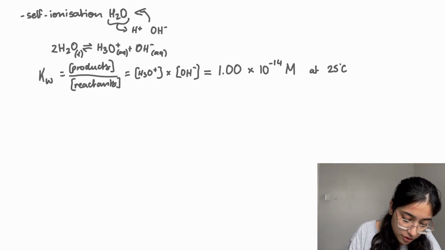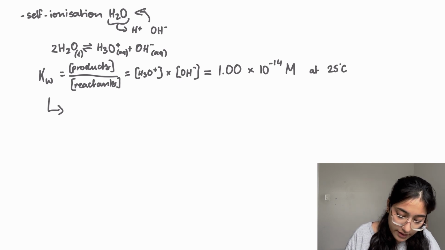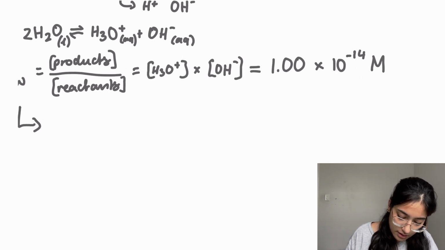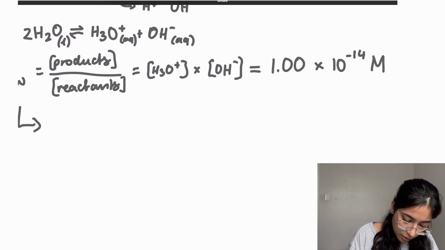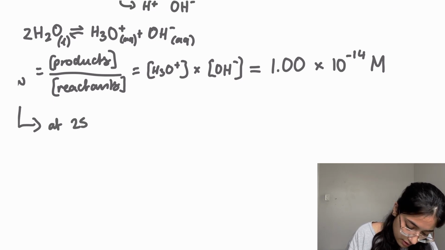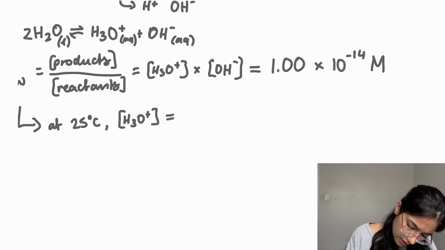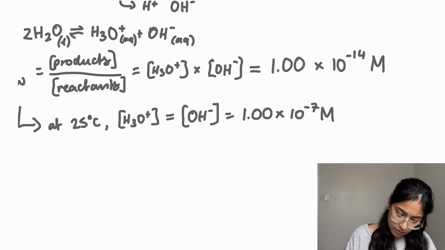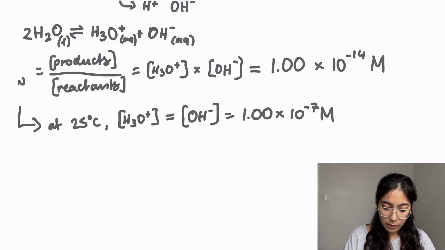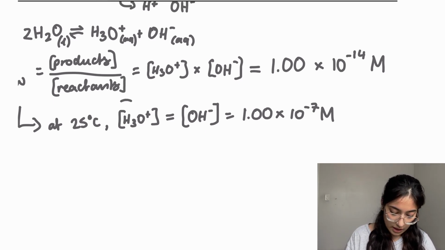Okay, so what we can deduce from this formula is that, just based on this part, we then know that also at 25 degrees Celsius, the concentration of this is equal to the concentration of this is equal to 1.00 times 10 to the negative 7. And we know that because we're just doing some simple algebra. Why do we know that these two concentrations are actually equal though?